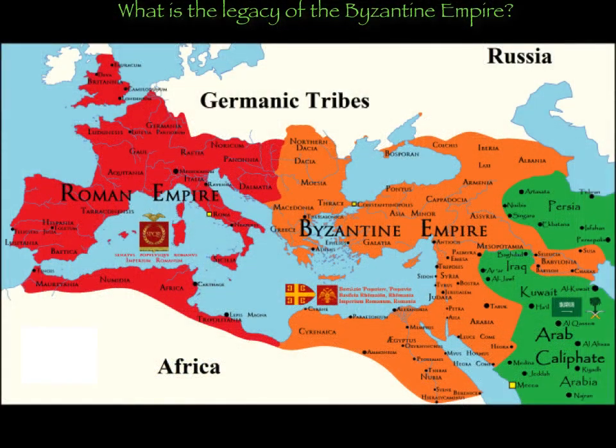Now let me show you guys on a map. So here we have the Western Roman Empire in red and the Eastern Roman Empire in orange, which we're going to end up calling the Byzantine Empire. Byzantine Empire is going to exist from 330 AD until about 1453 AD.